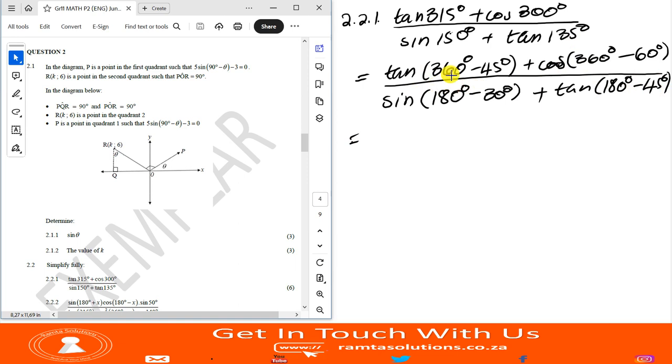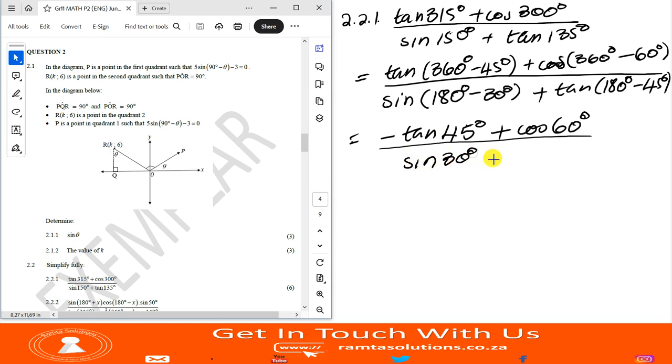Tan in the 360 minus, is it positive or negative? It's negative. So this will be negative tan 45 degrees. Cosine in the 360 minus, is it positive or negative? It's positive. This becomes cos 60 degrees. Sine in the 180 minus is positive, of course. This becomes sine 30. Tan in the 180 minus, is it positive or negative? It's negative. This becomes negative tan 45 degrees.